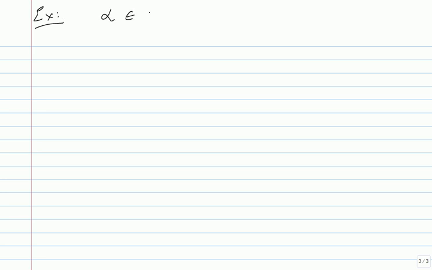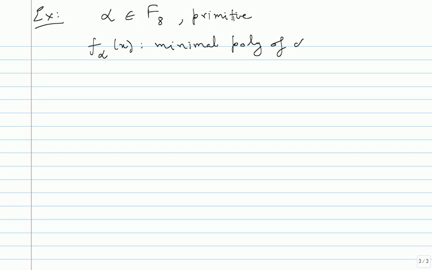Let's see this in an example. Let's take the primitive element alpha in F8. Suppose f alpha of x is the minimal polynomial. You know alpha is a root, then alpha square is a root, and then alpha power 4 is a root, and that's it. These are also roots of f alpha of x. There could be other roots, I don't know. I know just because alpha was a root, these two others are also roots. Okay, so this is how this works. This is the first example.